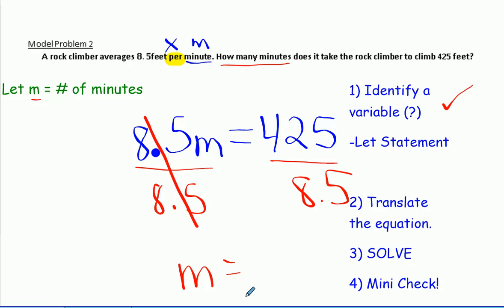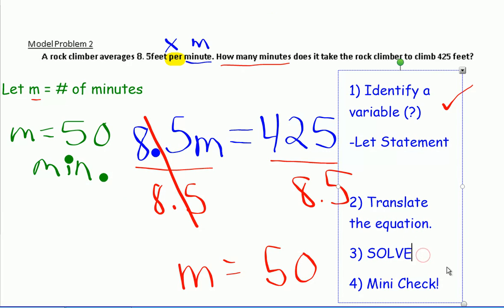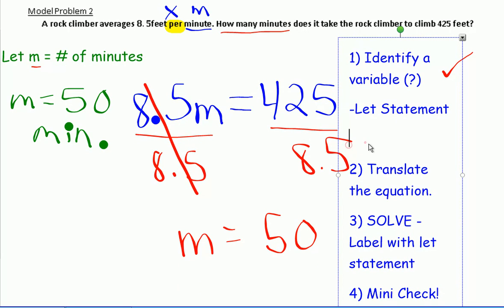And calculator's out. 425 divided by 8.5, I get 50. Go right back up to my let statement again, and I'm writing my answer. M is 50. M equals 50 minutes. And there we go. I should add that to our notes on steps. After I solve, label with let statement. All right, lots to jot up here.